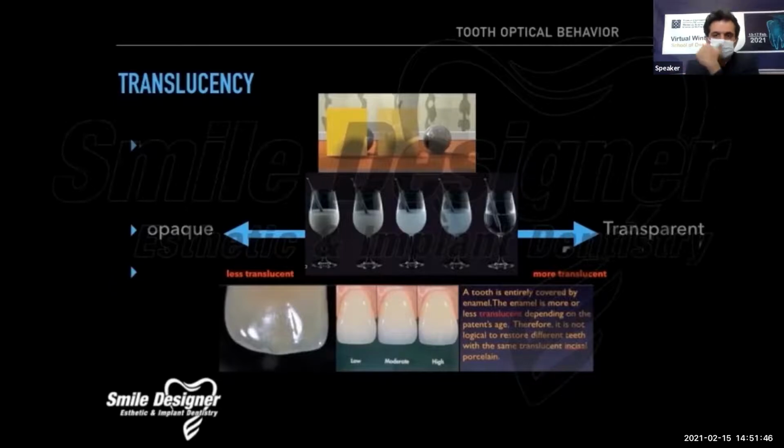Look at the middle of the slide. The glass of milk blocks the light, and the glass of water transmits the light. But the mixture of milk and water allows some of the light to pass. Tooth could be more or less translucent, related to how much light is passed. We have to play with translucency, then we can reconstruct a natural tooth. In the following, I explain how to recreate a natural tooth.